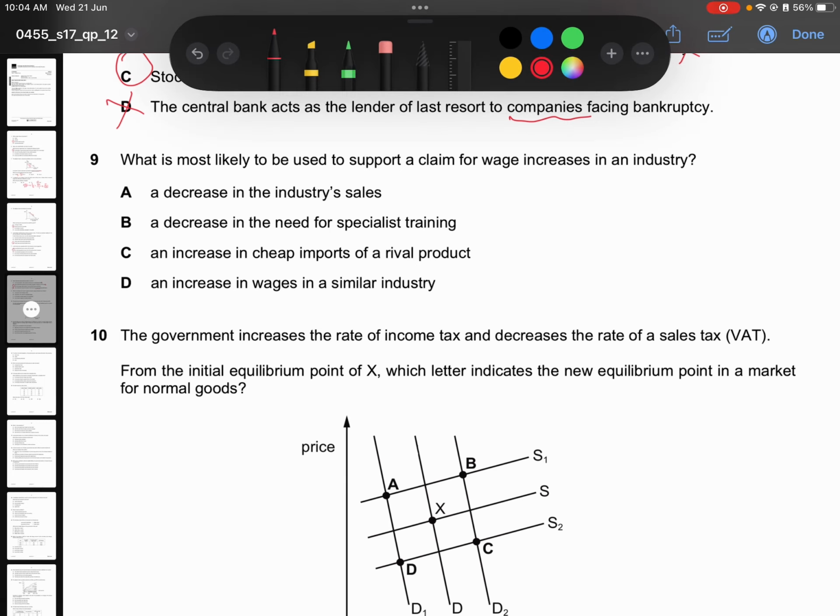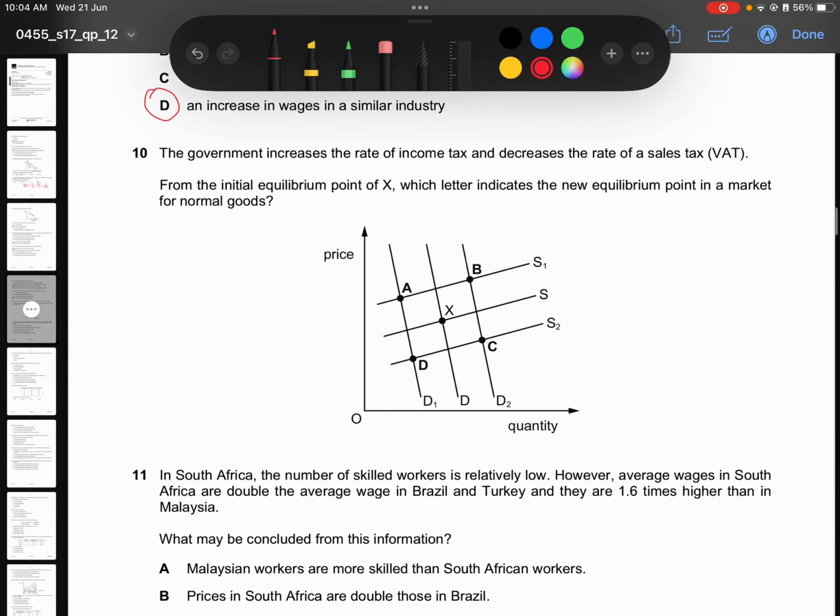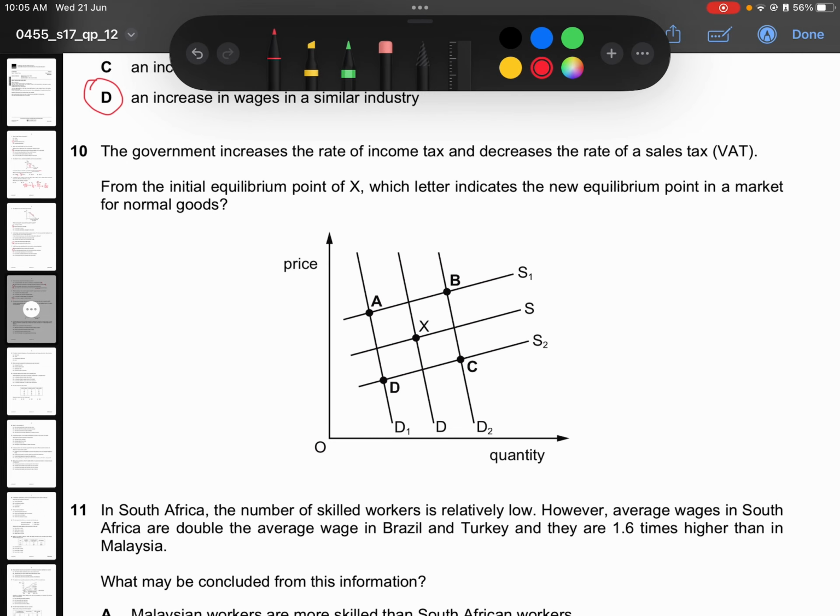An increase in wages of a similar industry, yes, hence it's the correct option. Since other industries are paying higher, you would also want your workers to be paid higher. The government increases the rate of income tax, and decreases the rate of sales tax, VAT.